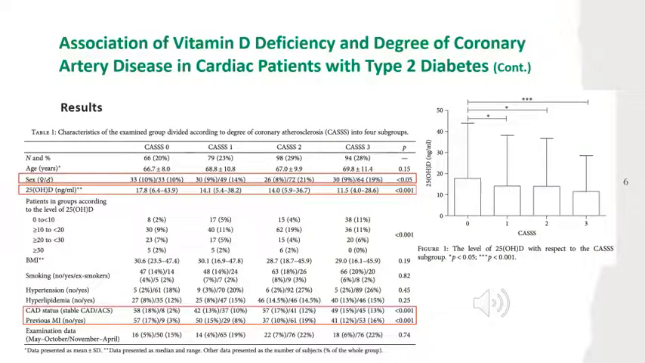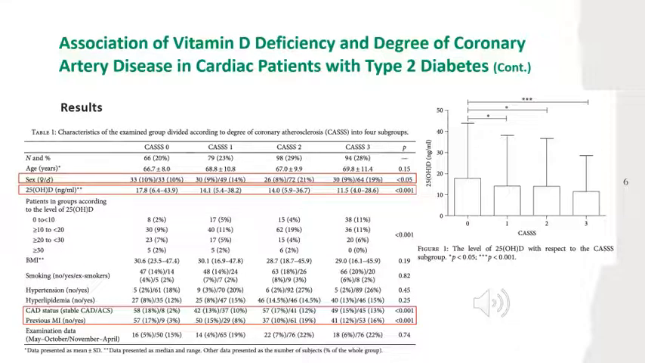The results show that patients without significant lesions in coronary arteries presented the higher 25-hydroxy vitamin D level, significantly higher than patients with 1, 2, and 3 vessel coronary artery disease. Patients with CASS 0 presented significantly higher median 25-hydroxy vitamin D value than patients in all other CASS subgroups, that is, 1, 2, and 3.